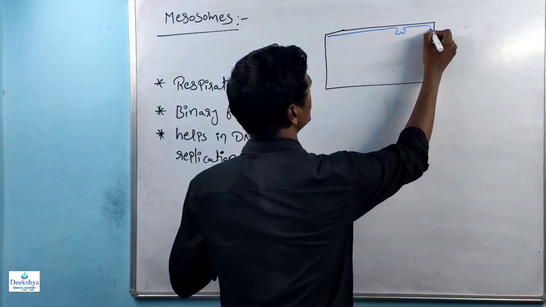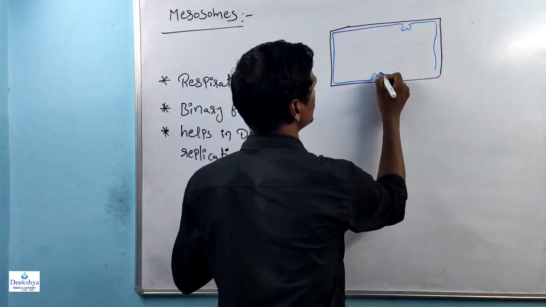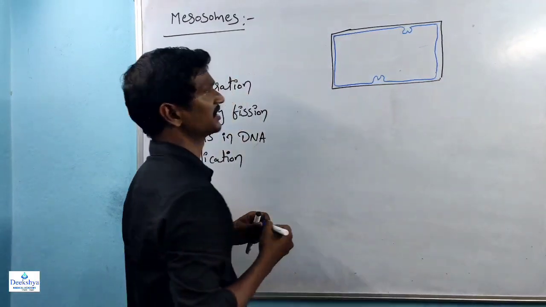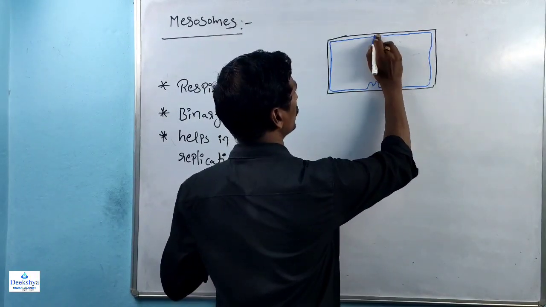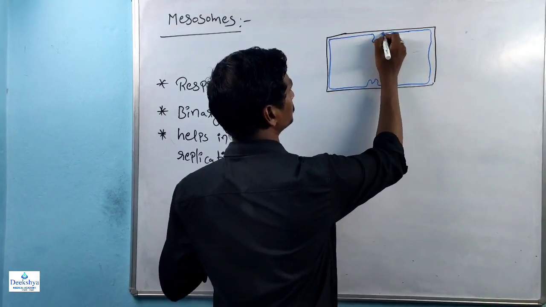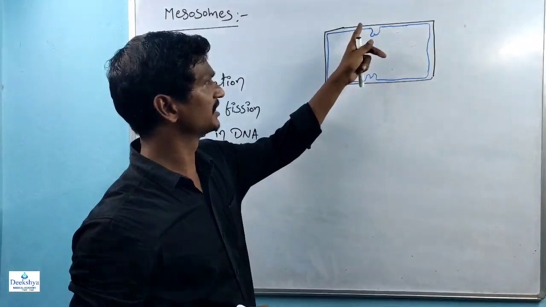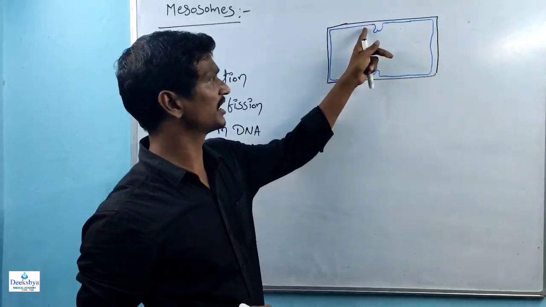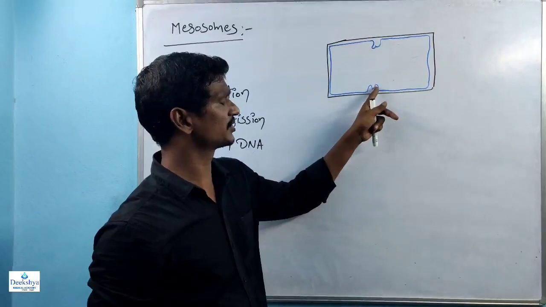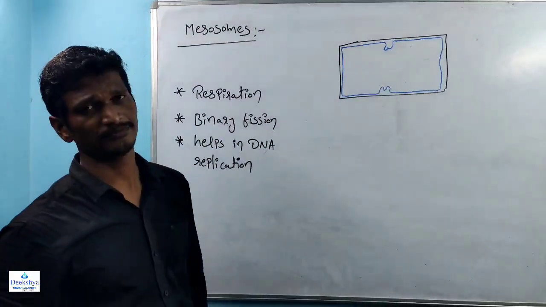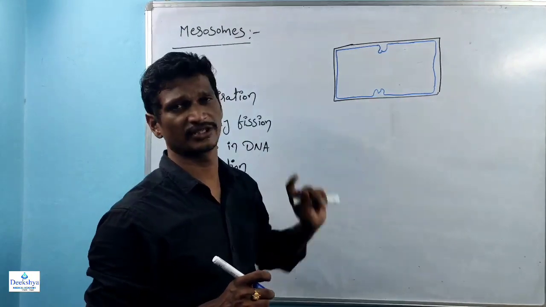At some regions, there are folded structures present within the plasma membrane. These folded structures are called mesosomes. So within the bacteria there is a plasma membrane, and within the plasma membrane, at some regions, folded structures are there. What is a mesosome? It means folded structures.